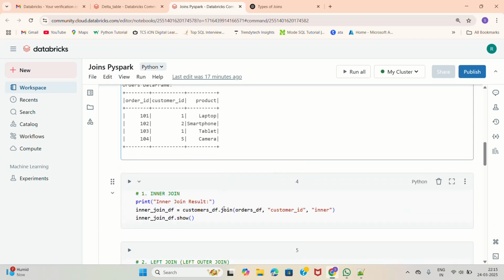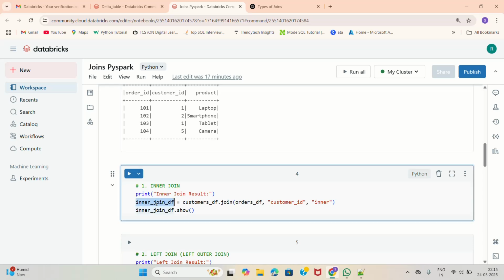Okay, let me perform the inner join first of all. I am going to perform the inner join here. See, customerDF, this is my customer table, customerDF.join(orderDF). I am joining the orders table, based on the customer ID column, and the type of join I am performing here is inner join. Did you see the syntax earlier was like this only? So here, innerJoinDF is equal to customerDF.join(orderDF). Here the customer data frame will join with the order data frame based on the customer ID column. I am performing the inner join here.